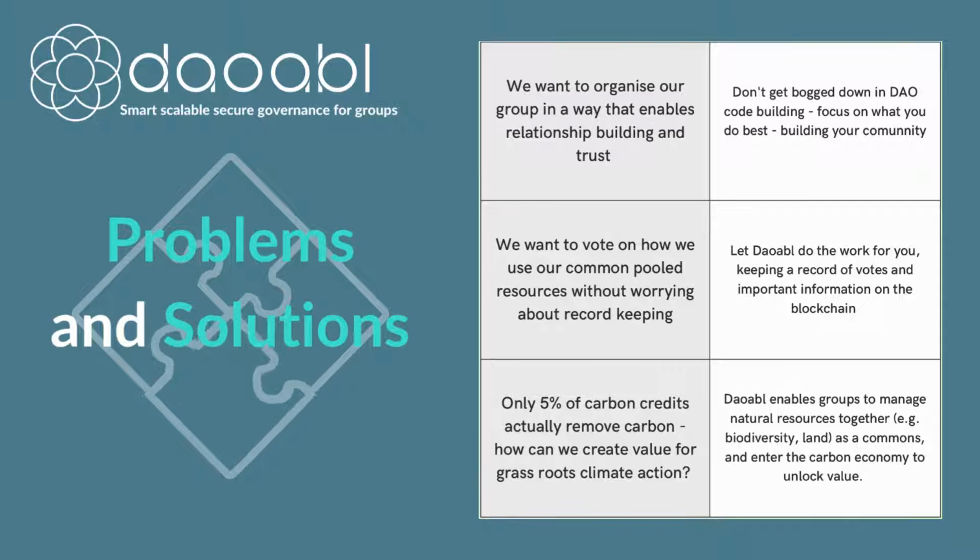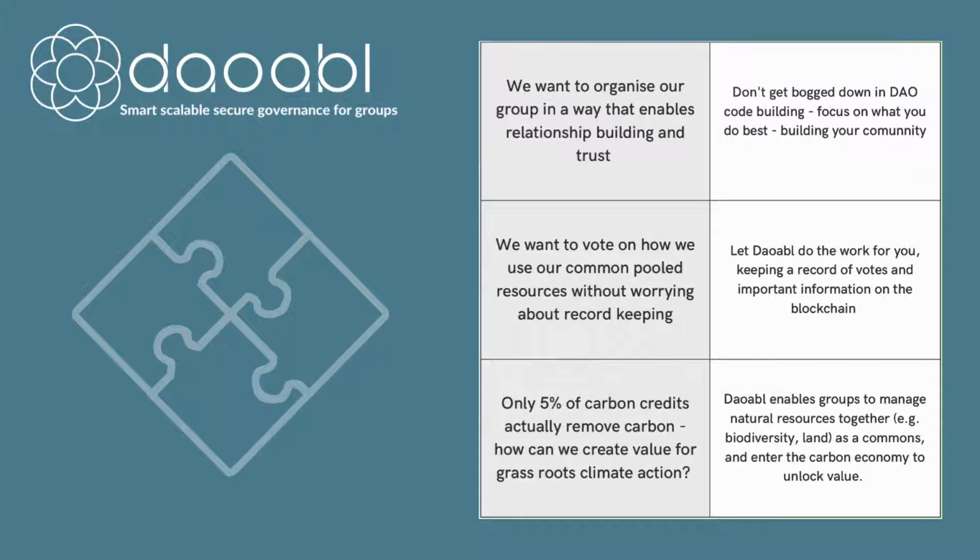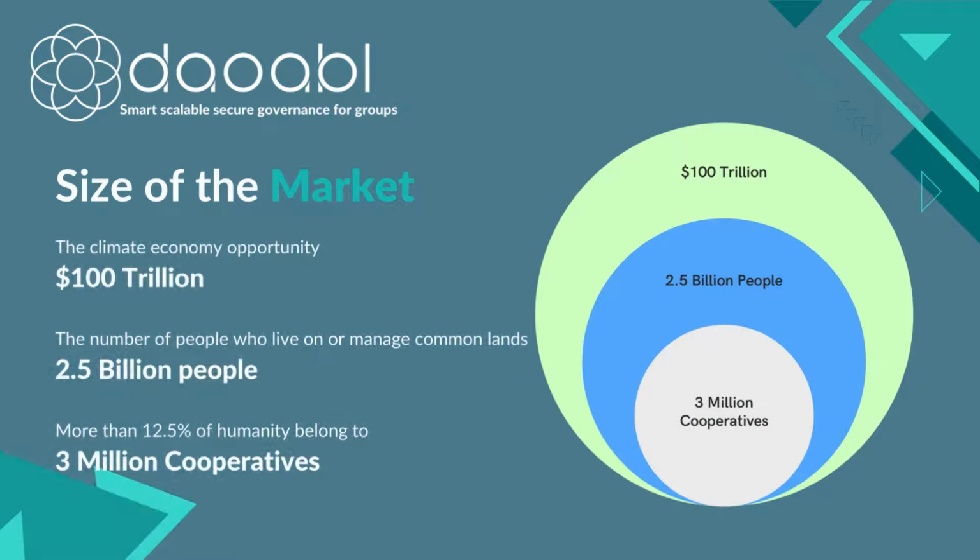It may surprise you to know that only 5% of carbon credits actually remove carbon. So how can we create value for grassroots climate action? DAOABLE actually enables groups to manage natural resources together as a commons and to enter the carbon economy to unlock value. Taken as a whole, the total opportunity available in the climate economy is actually $100 trillion.